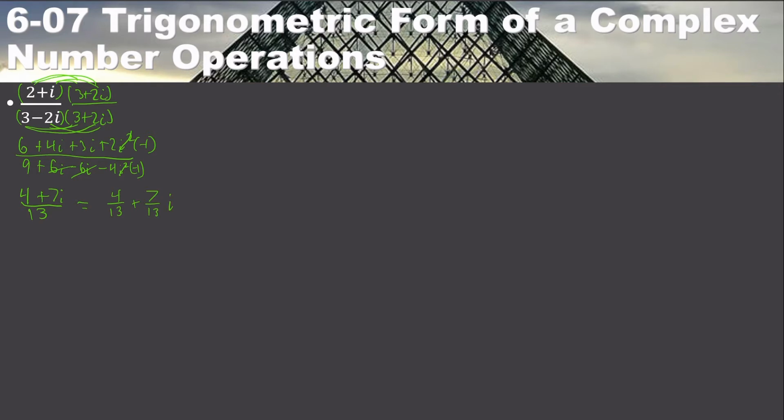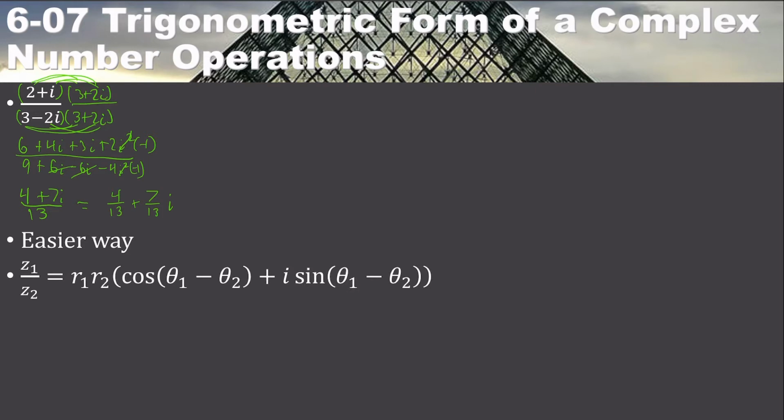It's a little bit of a pain. There is an easier way. If we have the complex numbers in trig form, you actually have to divide the r's and subtract the angles. You divide the r's and subtract the angles.